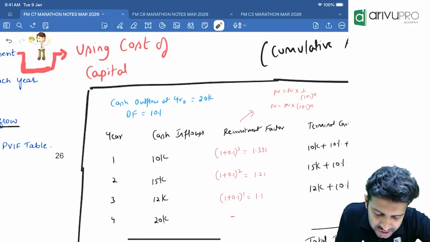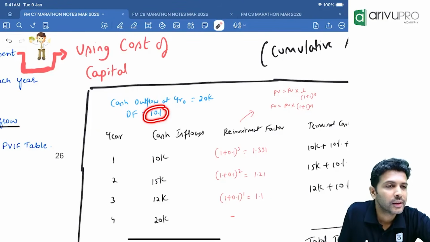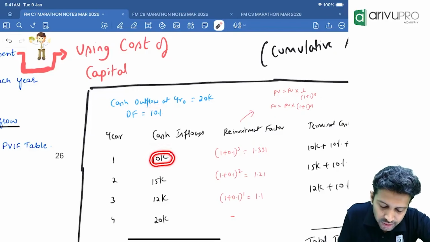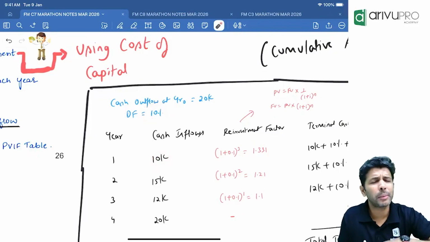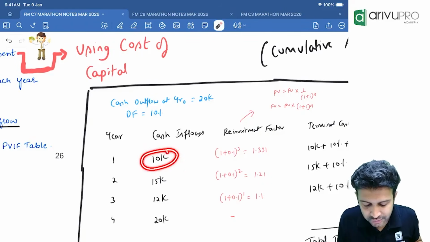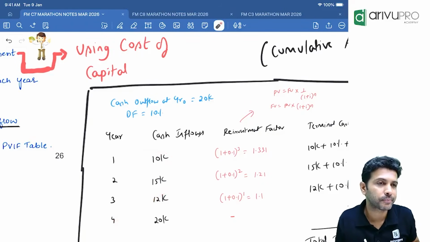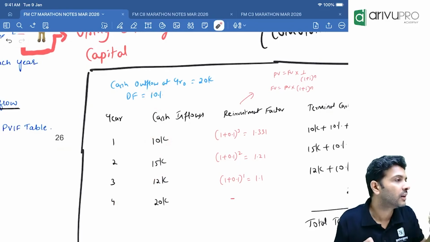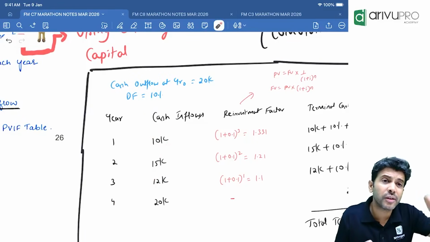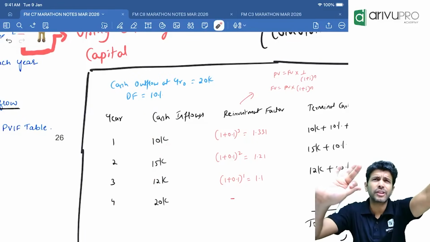Very simple. How much is your discount factor? 10%. This 10,000 you can invest for how many more years? 3 more years. So what will be the value of this 10,000 by the end of 4th year? How much return will you get on this 10,000? 10%. So how many years can you invest? 3 years. If it's confusing, very simple.